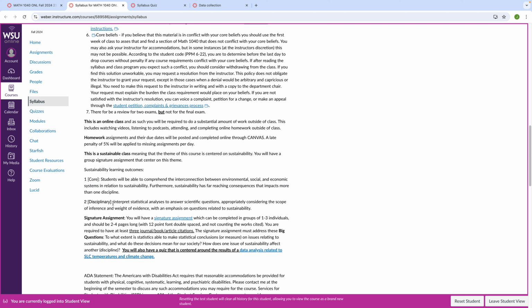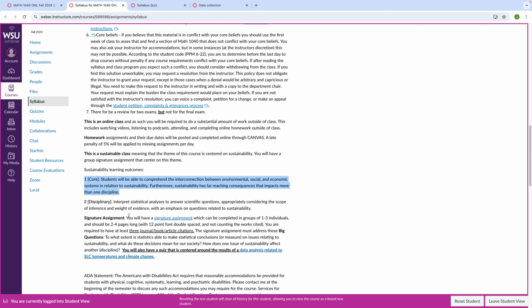Okay. Your second learning outcome is related to statistics, and it's the use of statistical analysis to answer, I wouldn't even use the word scientific, but just to answer questions, considering the data that you collected or that was collected for you, and what types of inference and weight of evidence you have to consider. Okay, and to place this context of interpretation in the context of sustainability, and ideally within core learning outcome one. However, there's more than one way to apply it.